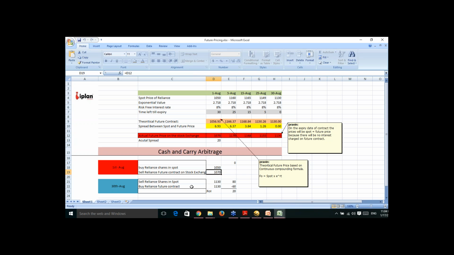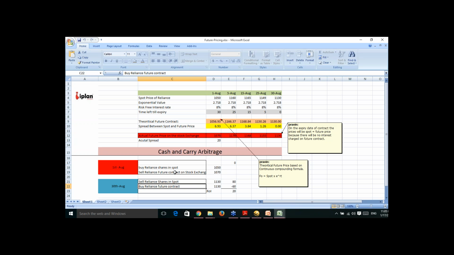Now on 30th August, I know that both prices will be the same. So I close the contract. I sell the Reliance share in the spot at 1130 because I have bought, I'll sell to close my position. When you buy, you have to sell. So at 1130 you sell. So you make a profit of 80.